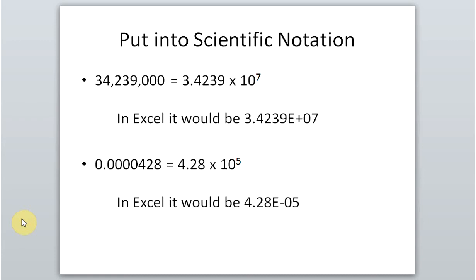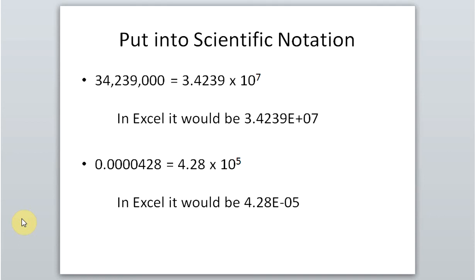Well, if we count how many places we'd have to scooch it over to get to 3.4, that's going to be 7 spots. So we'll write that number as 3.4239 times 10 to the 7 to indicate that we had to move the decimal 7 times. So that positive 7 tells us it's a really big number. And when we write it on paper, we do times 10 to the 7.